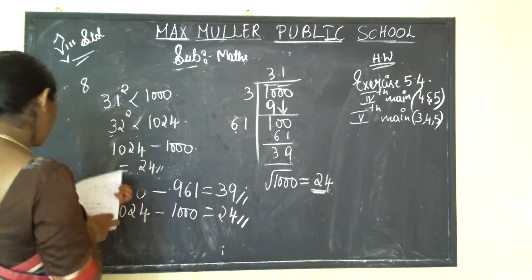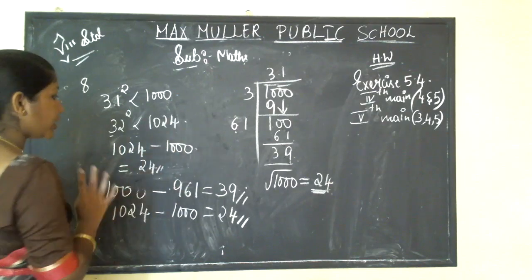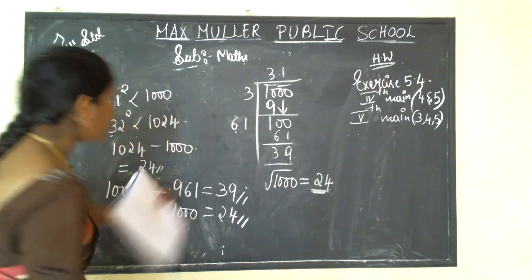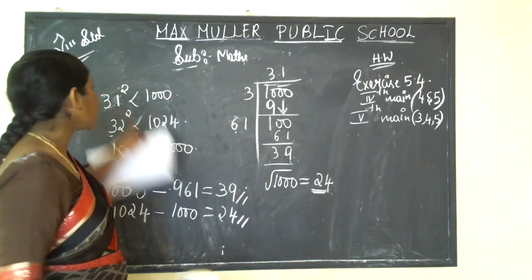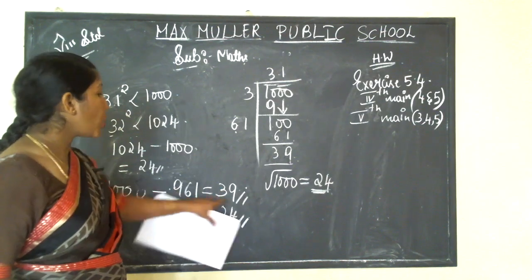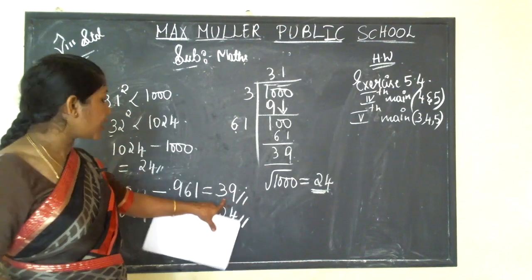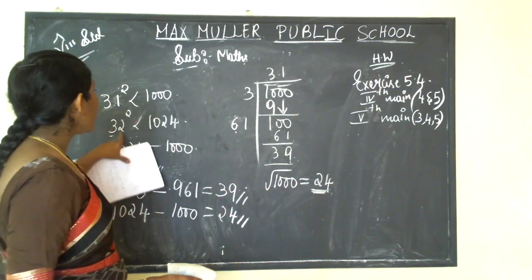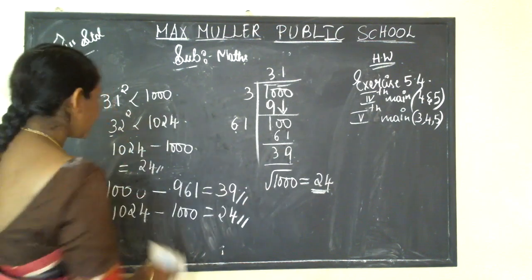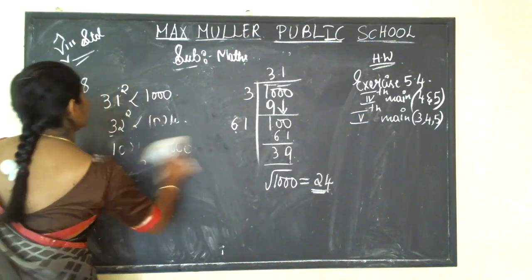Understood, students, how to do this? As I taught you in the previous problems, like that only you have to do. Here the 39, like this also: 31 square, if you do, you will get 961. So 39 plants is the number less here. If you do this much also, it's enough. Understood, students, how to do this? Okay, now.